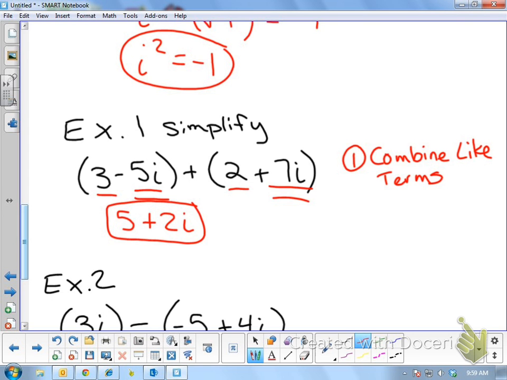Yep. So like I said, is that what the homework's going to be like? Not the entire assignment, no, but the first 4 problems. Actually the first 8 are a combination of adding, subtracting, and multiplying.